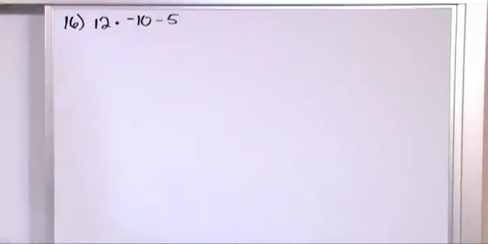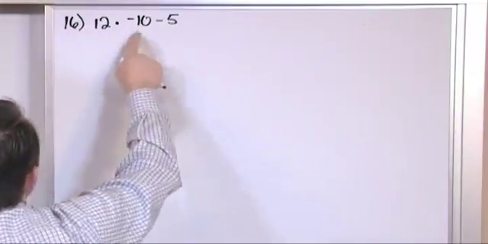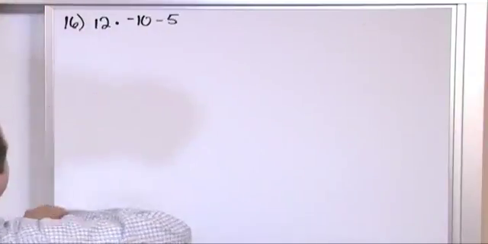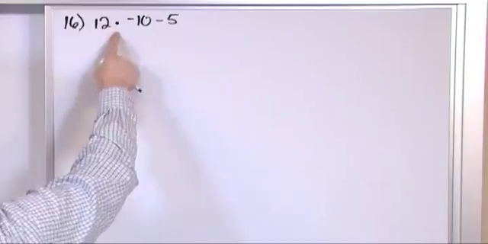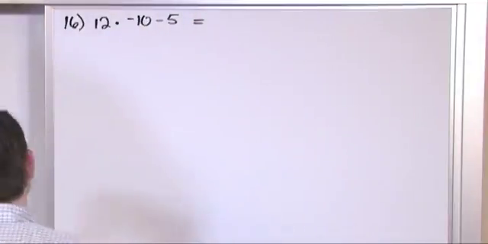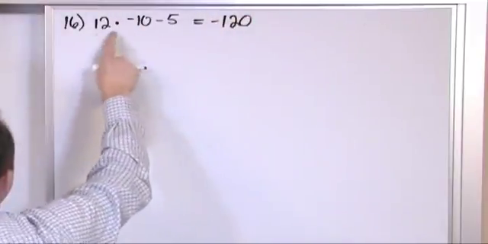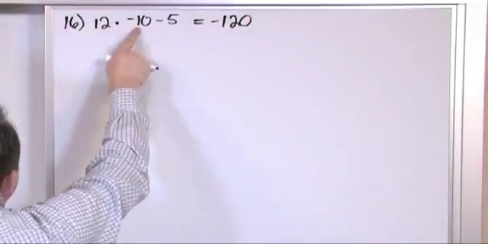Now, let's say for number 16, we have 12 times negative 10 minus 5. When you look at something written this way, it's one reason why we don't do this. You're not really sure, should I multiply, should I subtract, what should I do first? But you have to remember, this is multiplication. Multiplication always comes first. So 12 times 10 is 120, and it's got to be negative because these two numbers have different signs.